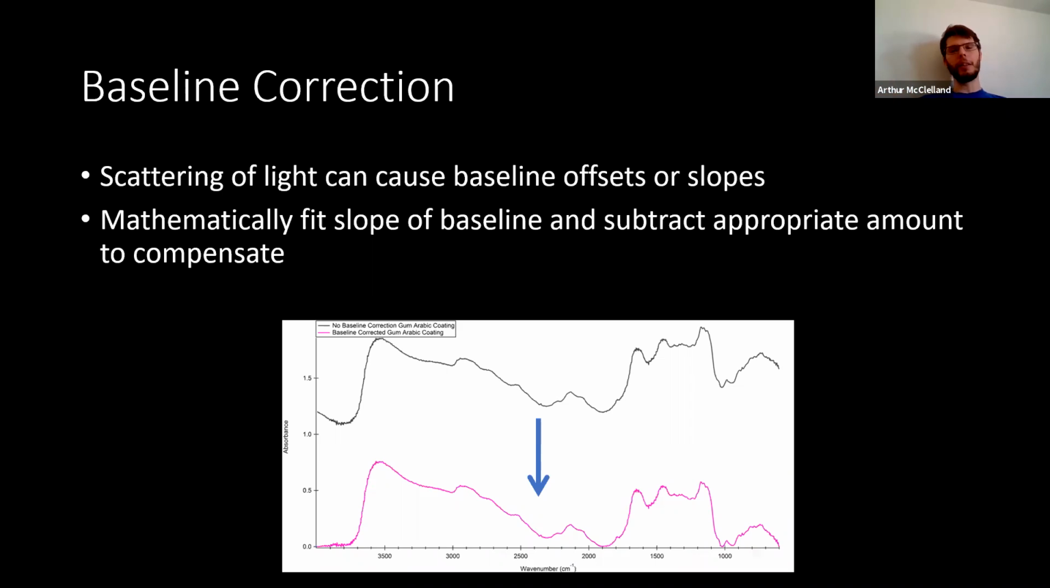It could be reflected by the sample, it could be scattered by the sample. There are things where the light doesn't end up going exactly along the collection path. And that usually has a very weak wavelength dependence, so the entire spectrum is offset or sometimes sloped a little bit. And so you can fit a baseline and just subtract it off to get rid of the scattering and look at just the absorption of your sample.